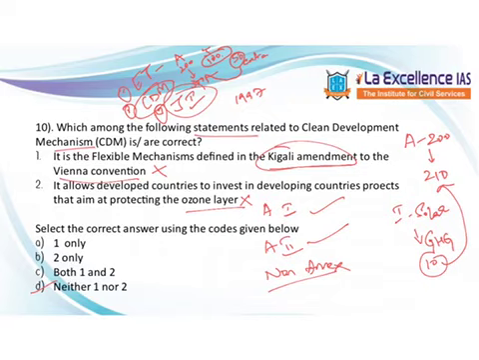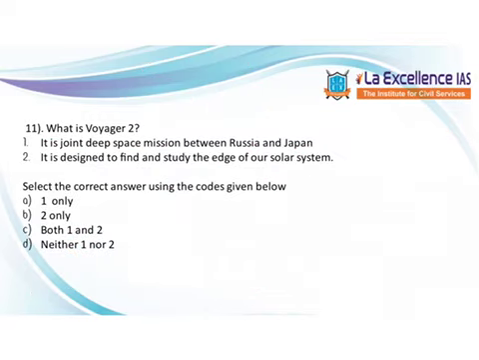We are all well aware, Vienna Convention and Montreal Protocol, all this is related to the ozone layer protection. The Kigali Amendment to the ozone layer protection was recently made in order to reduce or freeze the usage of hydrofluorocarbons. Next one, what is Voyager 2?